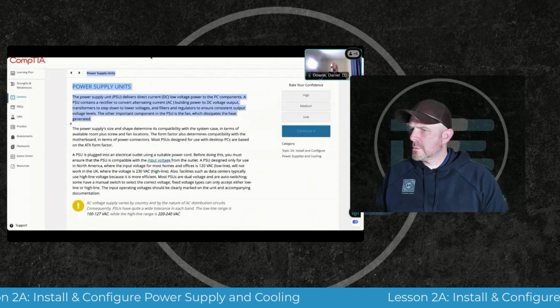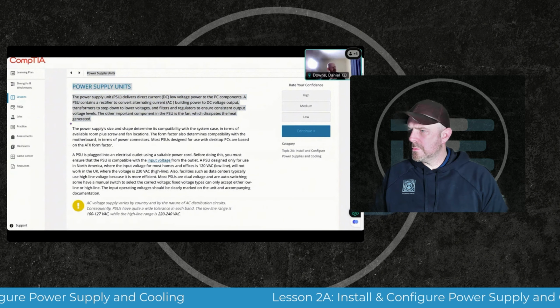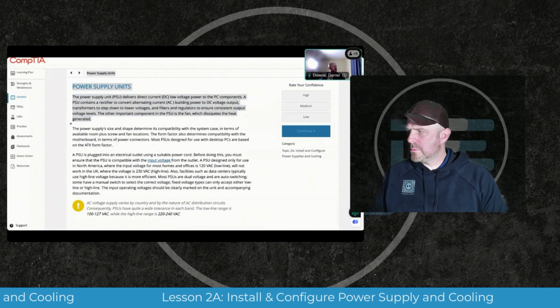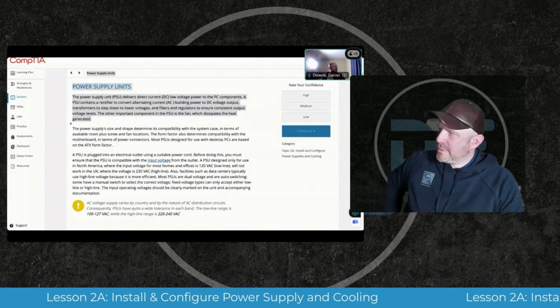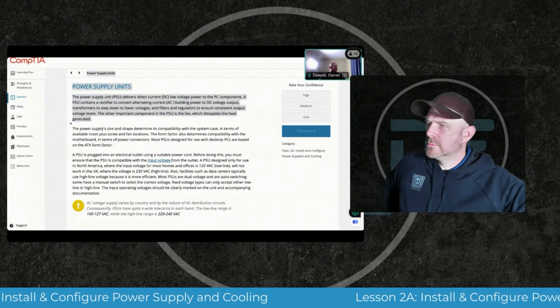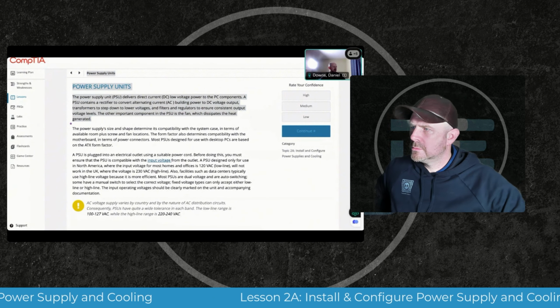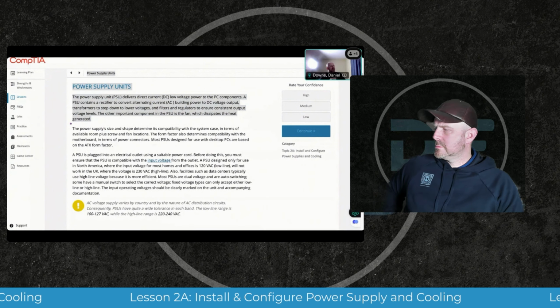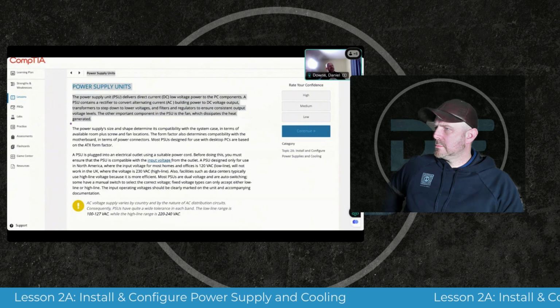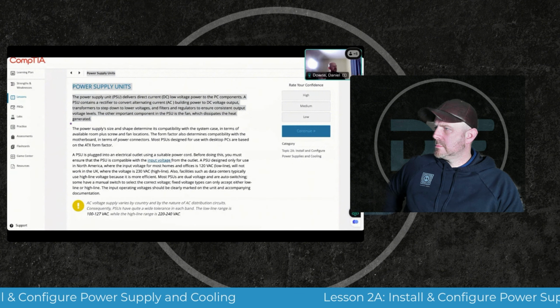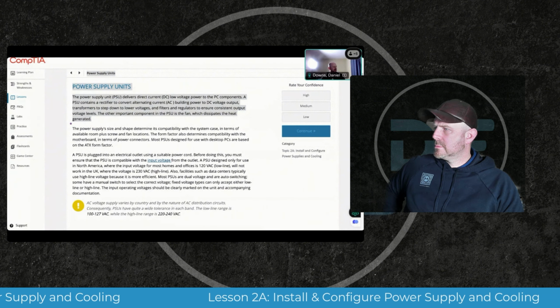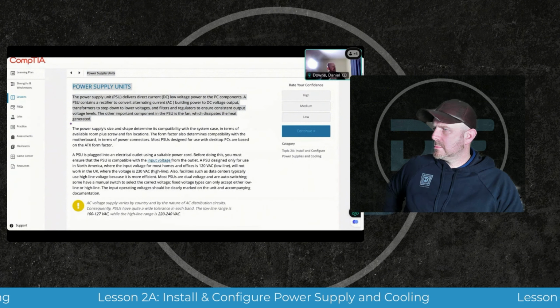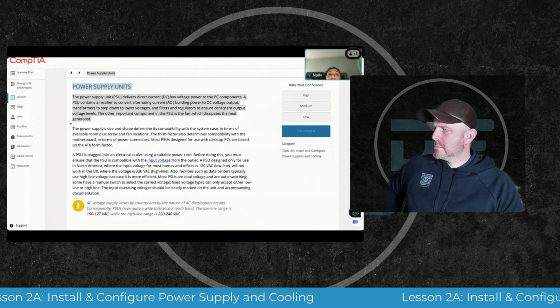Does anyone know of another way, and it's in CompTIA, that you can cool a computer other than a fan? What's another method for cooling? Liquid cooling? Yep, you could use a water cooling system, and they mention that. And what's the obvious reason that we need to cool a computer? So it won't overheat? Yep, it won't overheat.